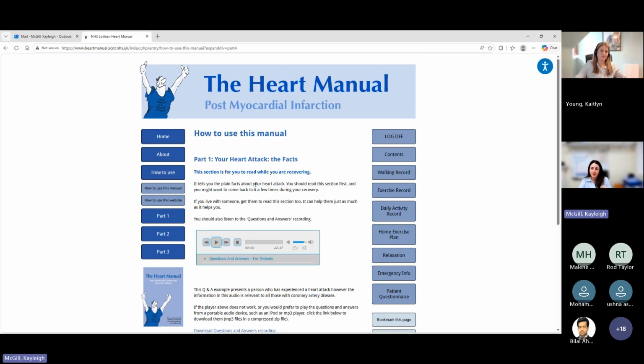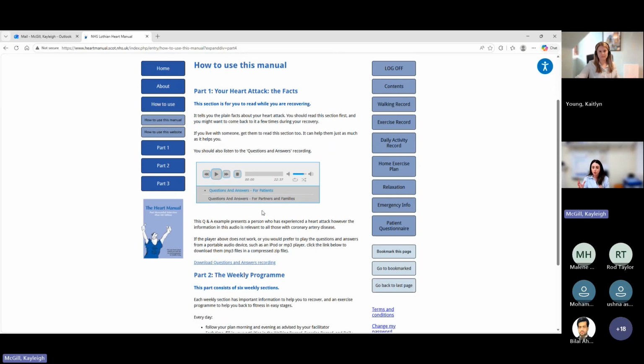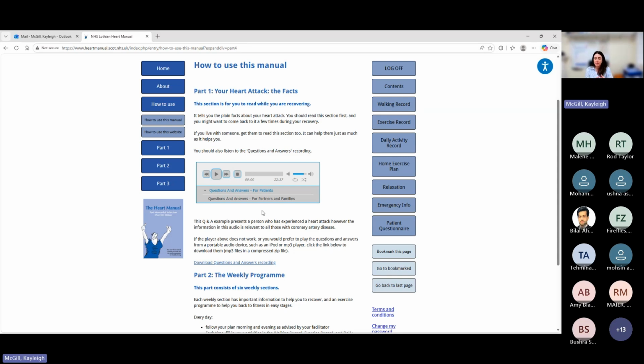So if I just show you the How to Use This Manual section, this breaks down each of the three main parts of the programme. And you'll see here patients are also provided with some Q&A audios. Now this just provides them with some factual information towards their condition and their recovery. And this is just quite a nice resource for patients who are just starting out on the programme and who may be finding all of the written information a little bit overwhelming. So this is just a nice way to ease them into the programme and get them started. And you'll see there's an audio for patients, and there's also a separate audio for their friends and family to access as well.